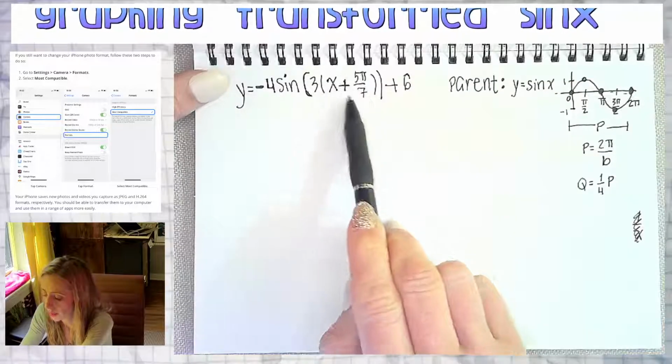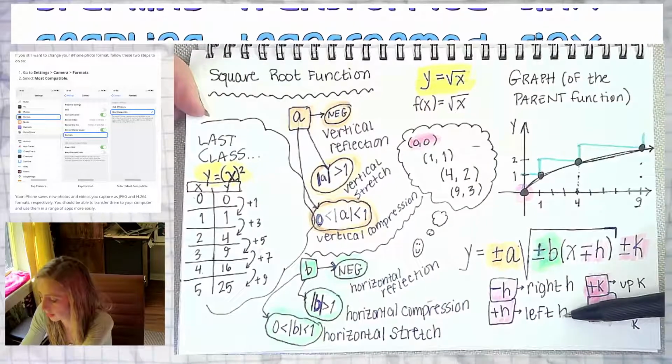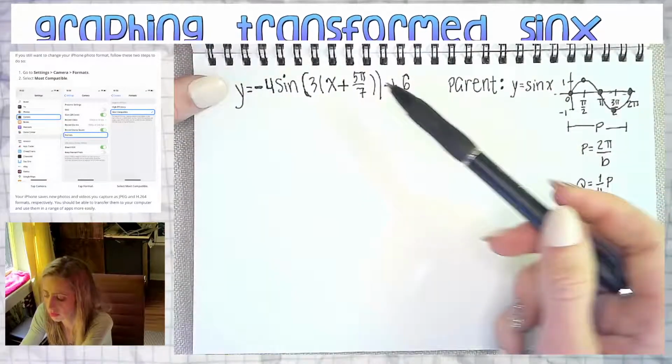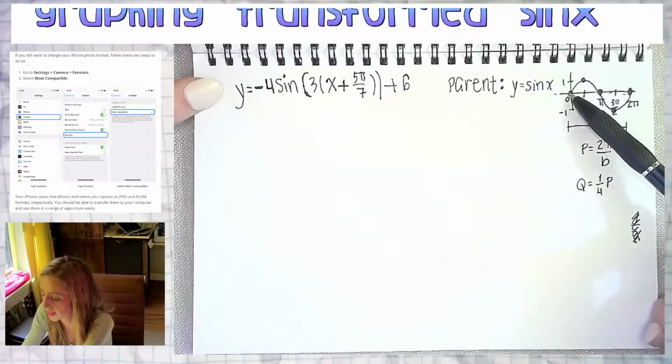Here, plus on the inside moves it left. How far left? See, left h units when it's a plus h, it's moving left from 0. So it's moving left 5 pi over 7. That's not so bad. That's our starting point. That's going to be this dot.